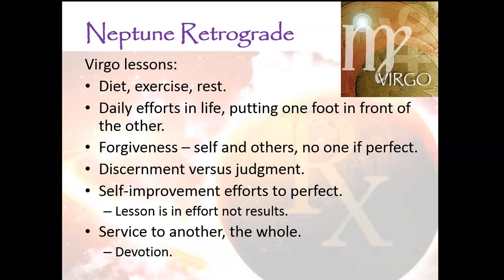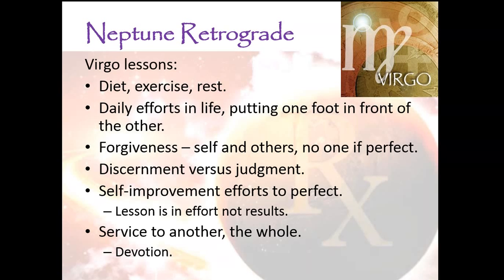We also need to make the effort with forgiveness. Virgo needs to realize there is no perfection on planet Earth. Not even Source itself is perfect. So we've really got to work at self-forgiveness, forgiveness of others, and making peace with Source itself.